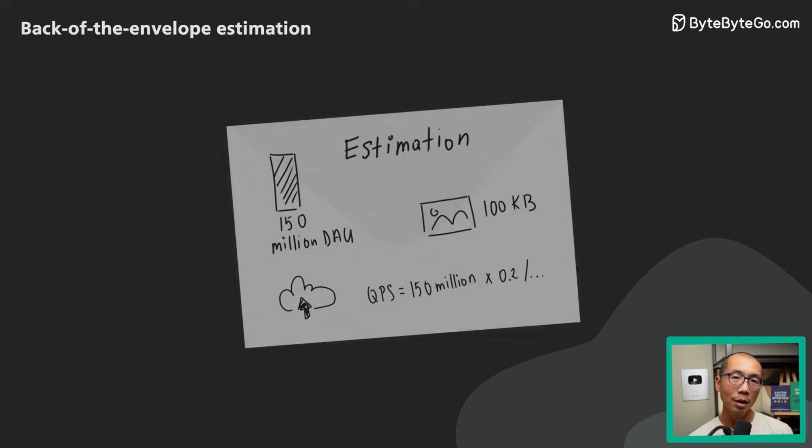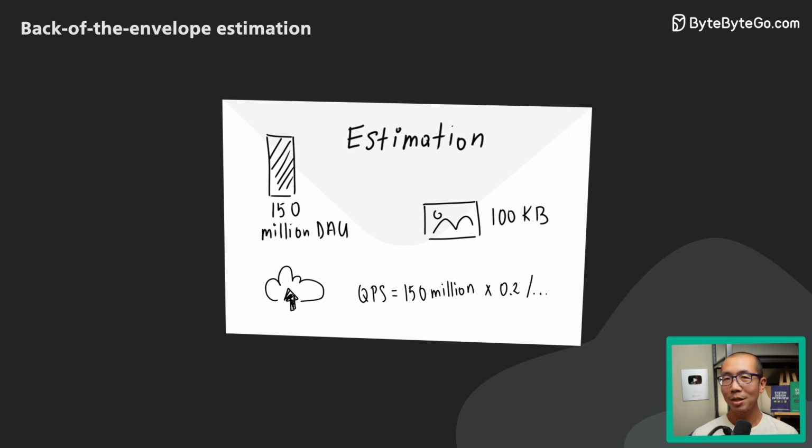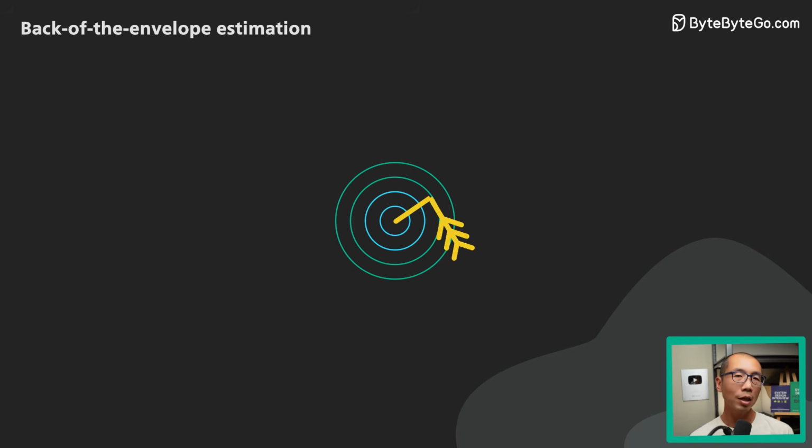In conclusion, back-of-the-envelope math is a very useful tool in our system design toolbox. Now, don't over-index on precision. Getting within an order of magnitude is usually enough to inform and validate our design.